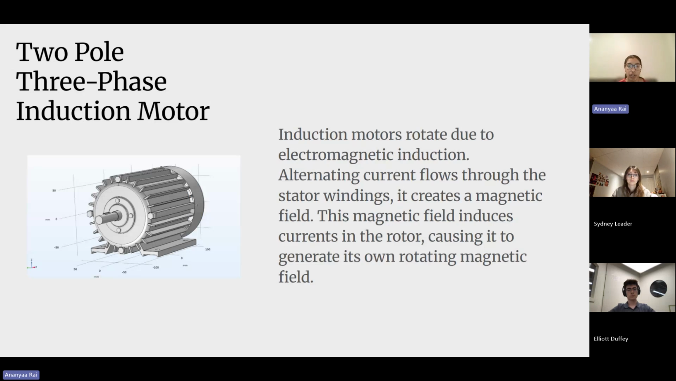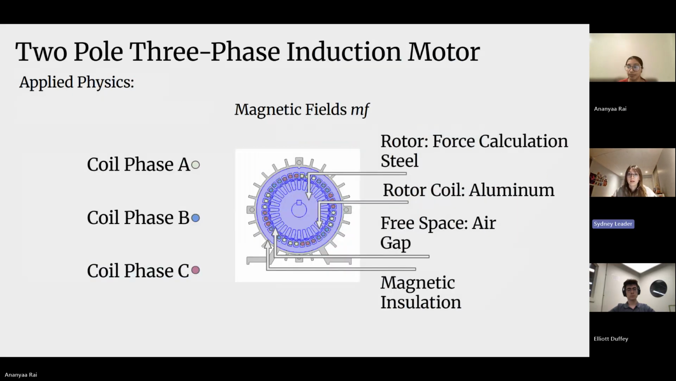Essentially, the induction motor rotates due to electromagnetic induction. Alternating current flows through the stator windings and creates a magnetic field. This magnetic field induces currents in the rotor, causing it to generate its own magnetic field. So the physics applied to this induction motor would be magnetic fields.